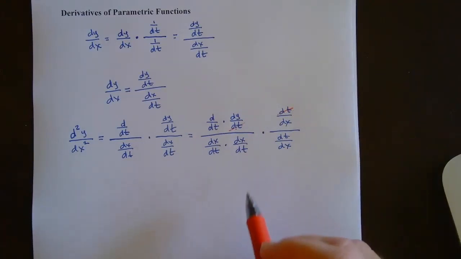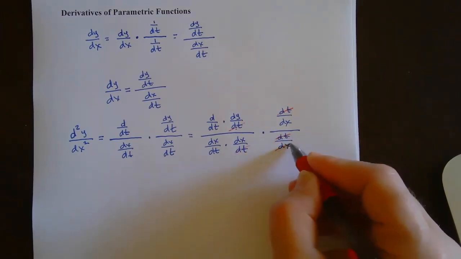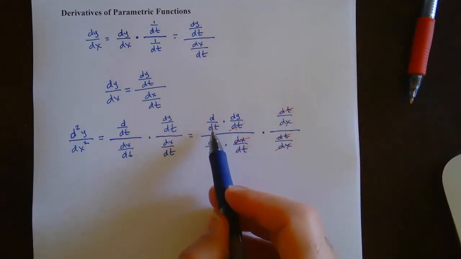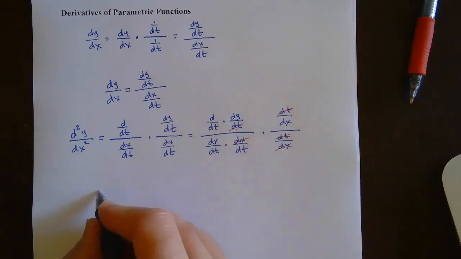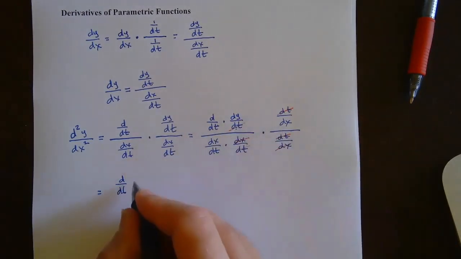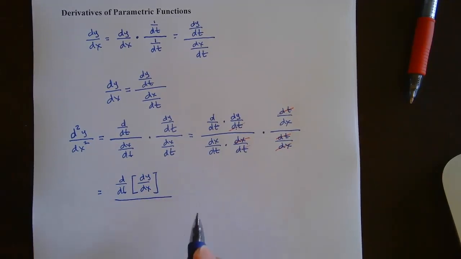Okay? And then this dt cancels with this dt, and this dx cancels with this dx. And what you wind up with is the derivative with respect to time of dy over dx. Okay? So d dt of dy over dx, over, okay, and then this would just be dx over dt. Okay, so what the heck does this mean?